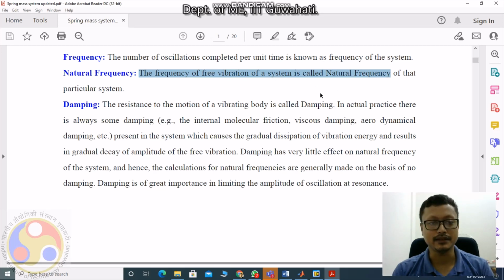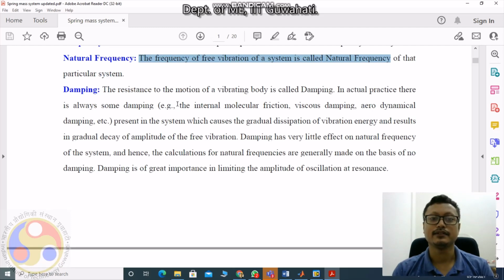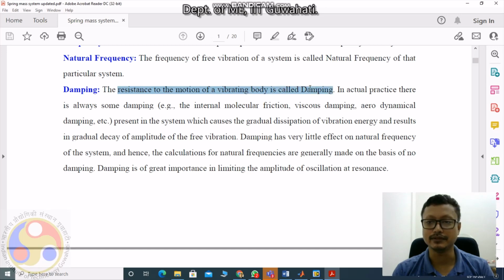In this case we have a spring and mass system. What is damping? The resistance to motion of vibrating bodies is called damping.